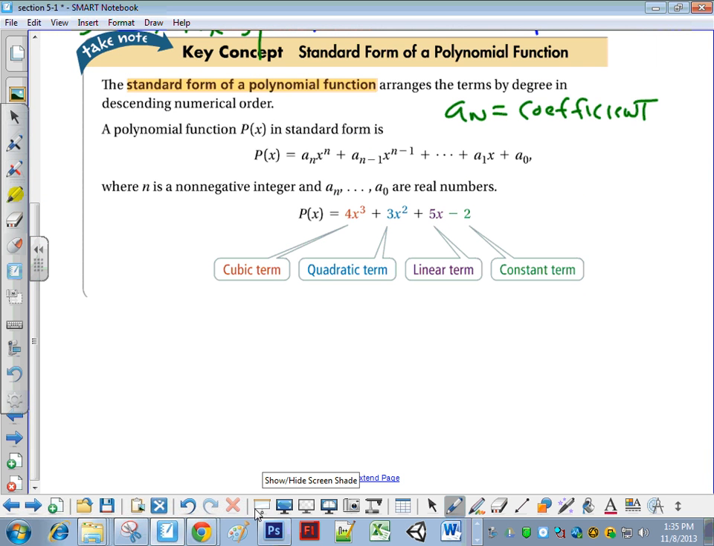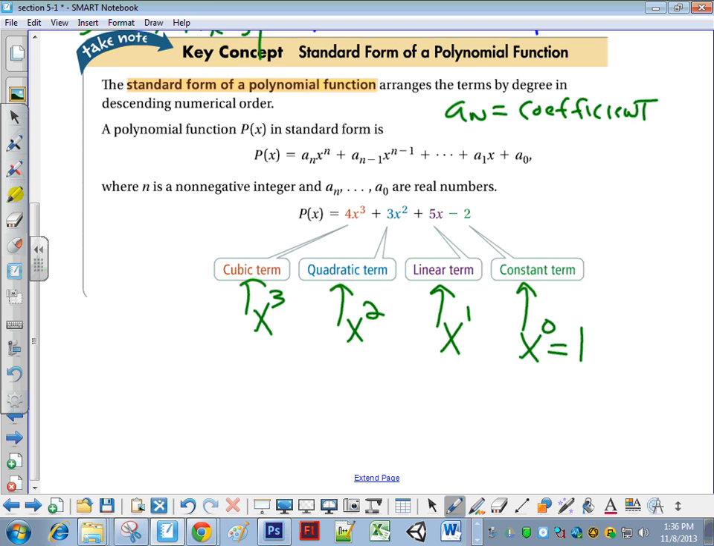A cubic term is to the third power. A quadratic term is to the second power. You see that in blue. A linear term is to the first power. The constant term is the last. So x to the third, x squared, x to the 1 power, and a constant term can actually be translated to x to the 0 power. Now, the 0 power is the same thing as the number 1 in all cases.